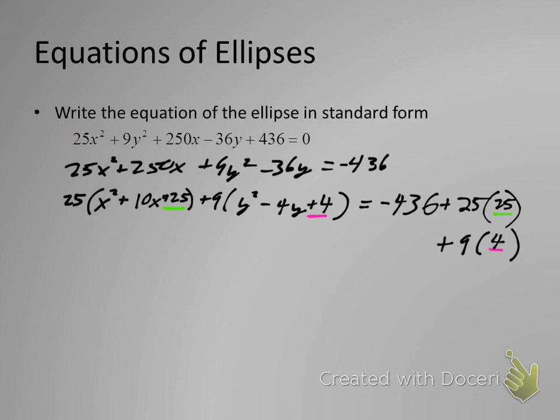Okay, everybody good so far? Factor your trinomials. Alright, so 25 times x plus 5, quantity squared, plus 9 times y minus 2, quantity squared, equals. And negative 436 plus 25 times 25 plus 9 times 4 ends up being what? 225.